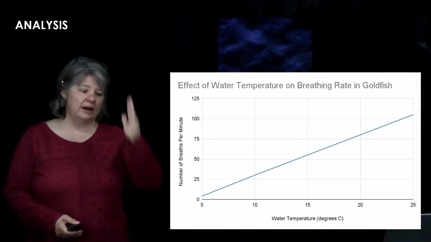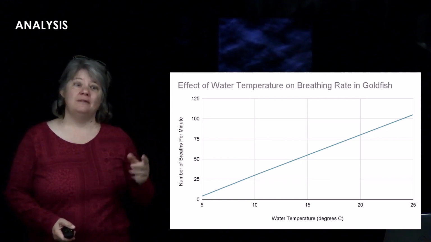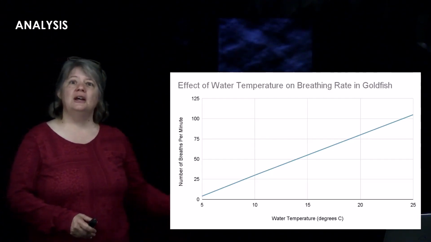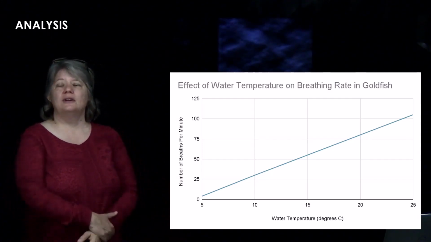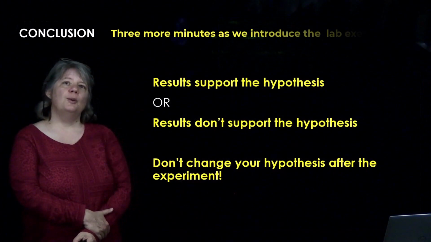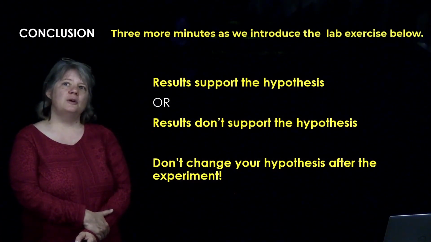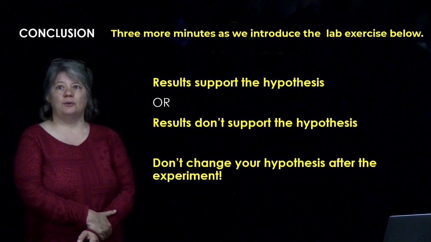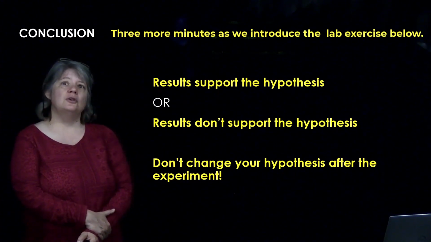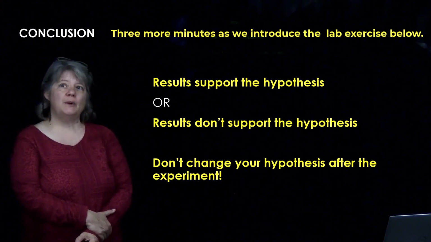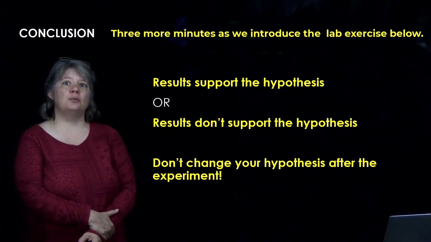So the y-axis of the graph has my dependent variable, again, number of breaths per minute in these goldfish, and the x-axis will have the independent variable, which is the temperature for this experiment. Finally, you'll draw a conclusion about whether or not the results of your experiment did or didn't support the hypothesis that you came up with before you ran the experiment. Okay, so you will conclude with my results support my hypothesis or my results don't support my hypothesis.